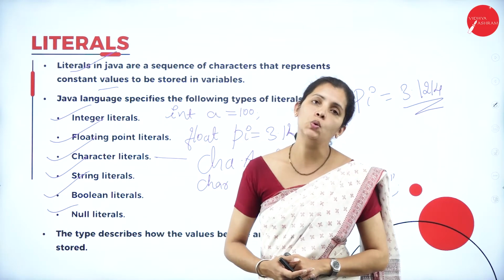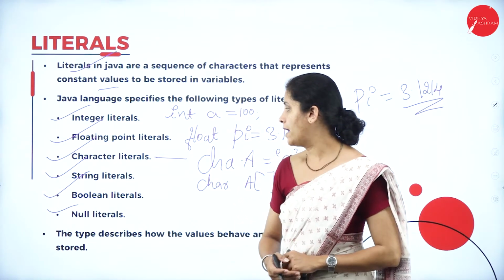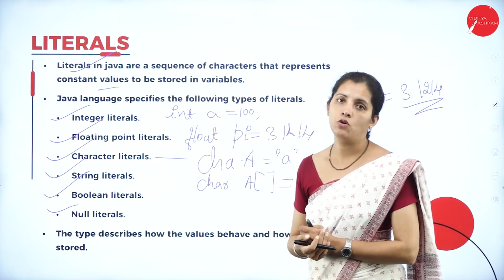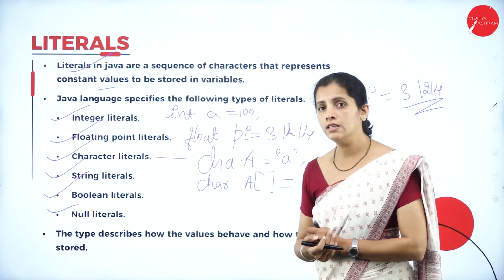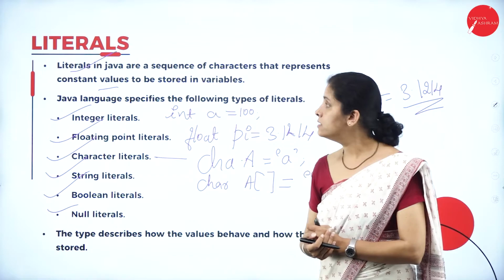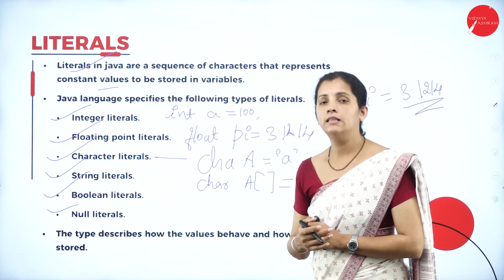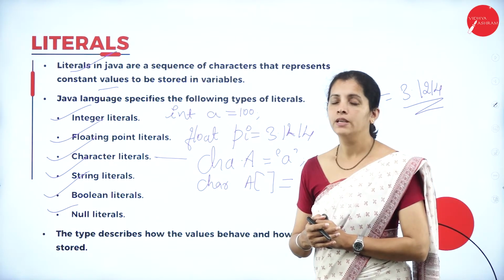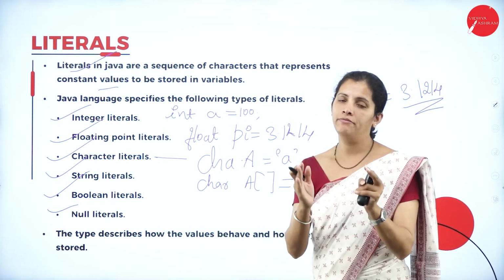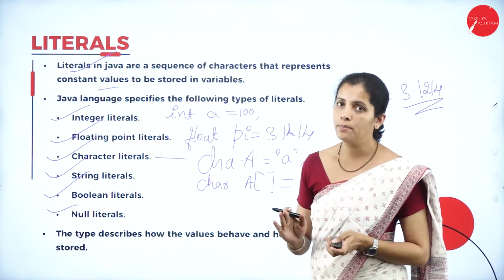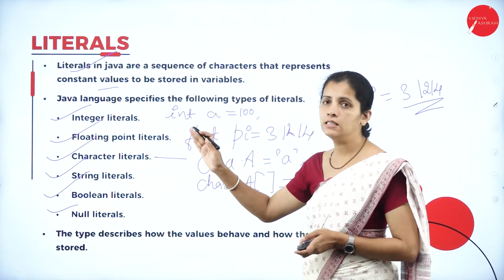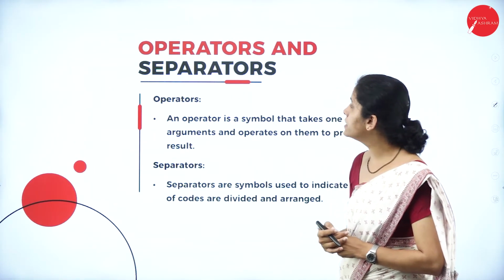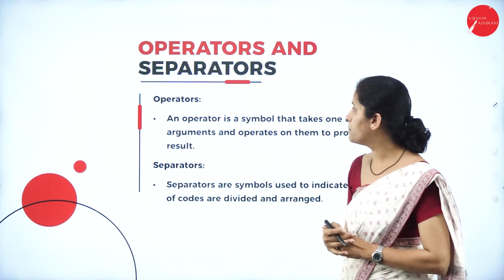To represent true and false values, I'm going to have Boolean literals. So what is a literal? It's nothing but a constant. So what is a constant? The value which is assigned to any variable that cannot be changed during the execution of the program. That means whatever value I define is fixed throughout the program and it's known as a literal. Here literals are nothing but constants. Now I'm going to discuss operators as well as separators.